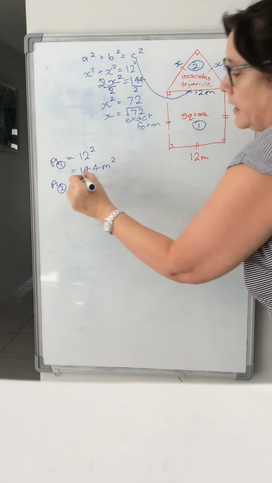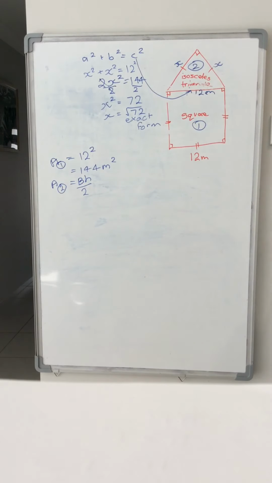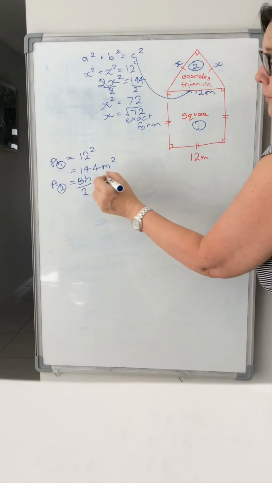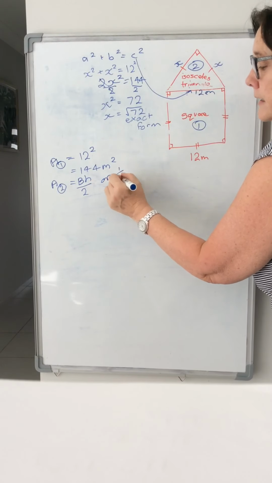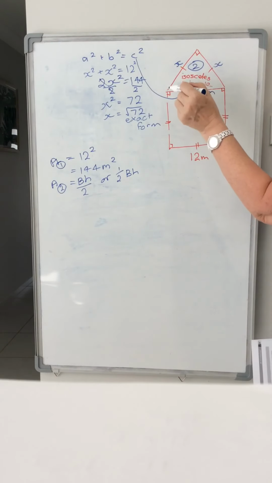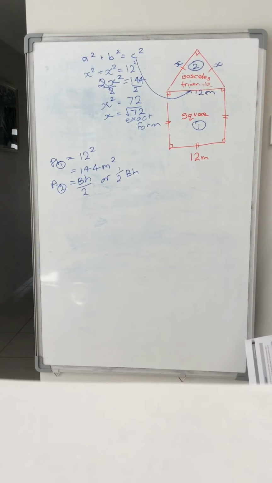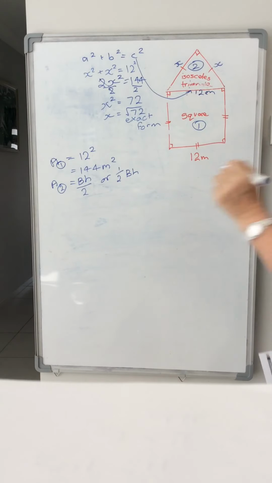Okay, formula for the area of a triangle is either BH on 2, which is base times the perpendicular height, over 2, or you can also write it as a half BH. It's the same thing, either way. So in this situation here, we've now worked out that this is root 72, and this is also root 72. So our base and our height are both the square root of 72.